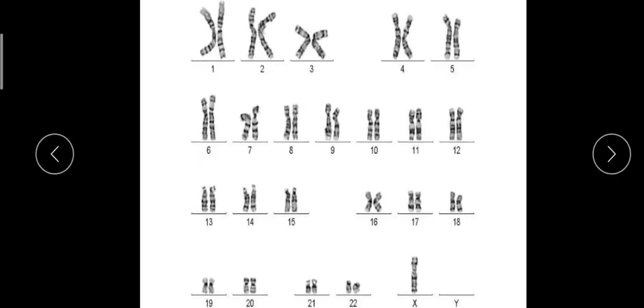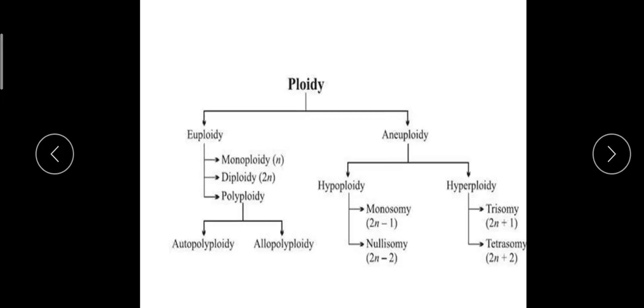This karyotype, this is a human karyotype, and here it explains monosomy. As you can see, monosomy is a type of aneuploidy, particularly hypoploidy. So monosomy, we can denote the condition as 2n-1. So the diploid number, which is 2n, minus 1. So one chromosome will be less than the normal diploid condition.